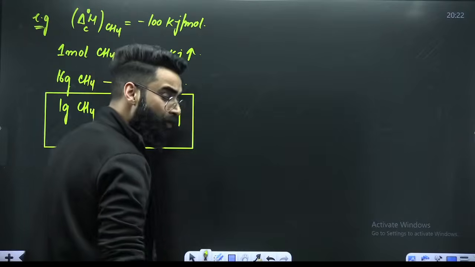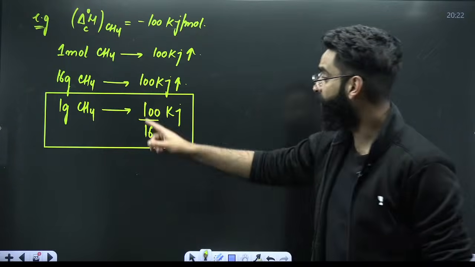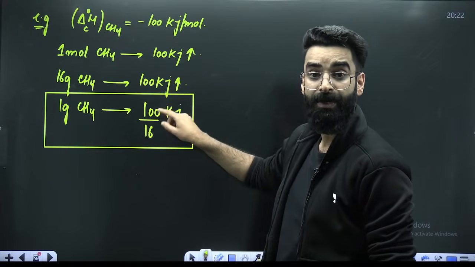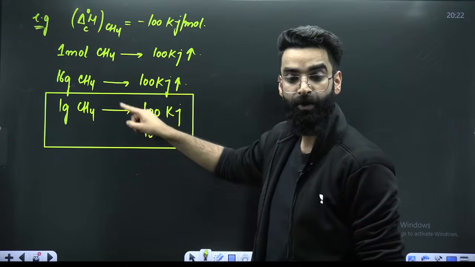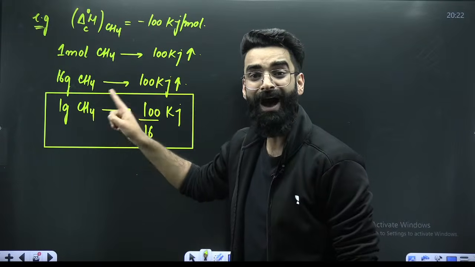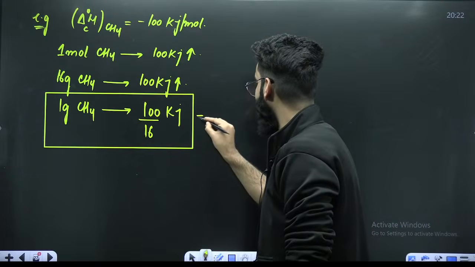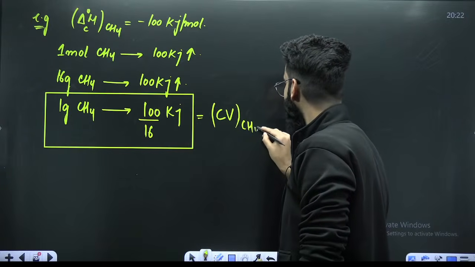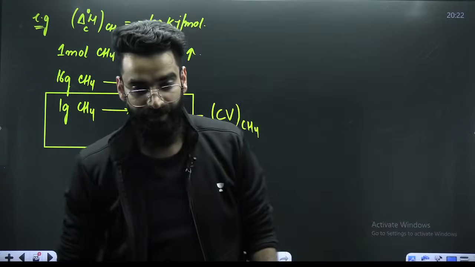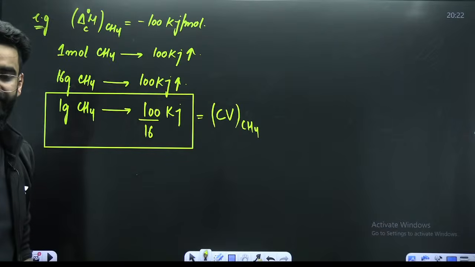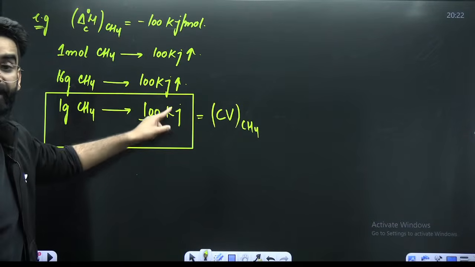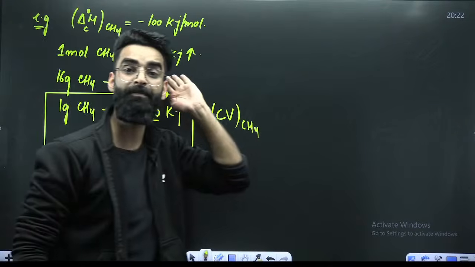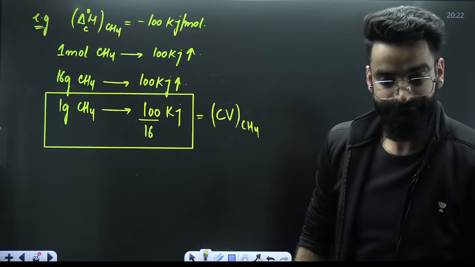And people, if you look at the statement carefully, when 1 gram of methane undergoes combustion, this is the amount of heat released. As I told you, the amount of heat released when 1 gram of fuel undergoes combustion determines the CV value of the fuel. So indirectly, I calculated the CV of methane. This is the calorific value of methane, 100 by 16.